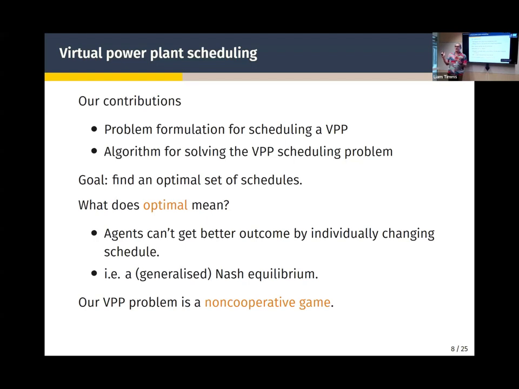So our model for the virtual power plant scheduling problem, this is called a non-cooperative game. So it's a mathematical game where agents aren't allowed to cooperate with each other, and they aren't allowed to team up and decide what a good solution is. Because you think, real corporations sometimes don't team up and find out the best solution. And like I said, our optimal schedules that we are trying to find are Nash equilibria, or generalized Nash equilibria.